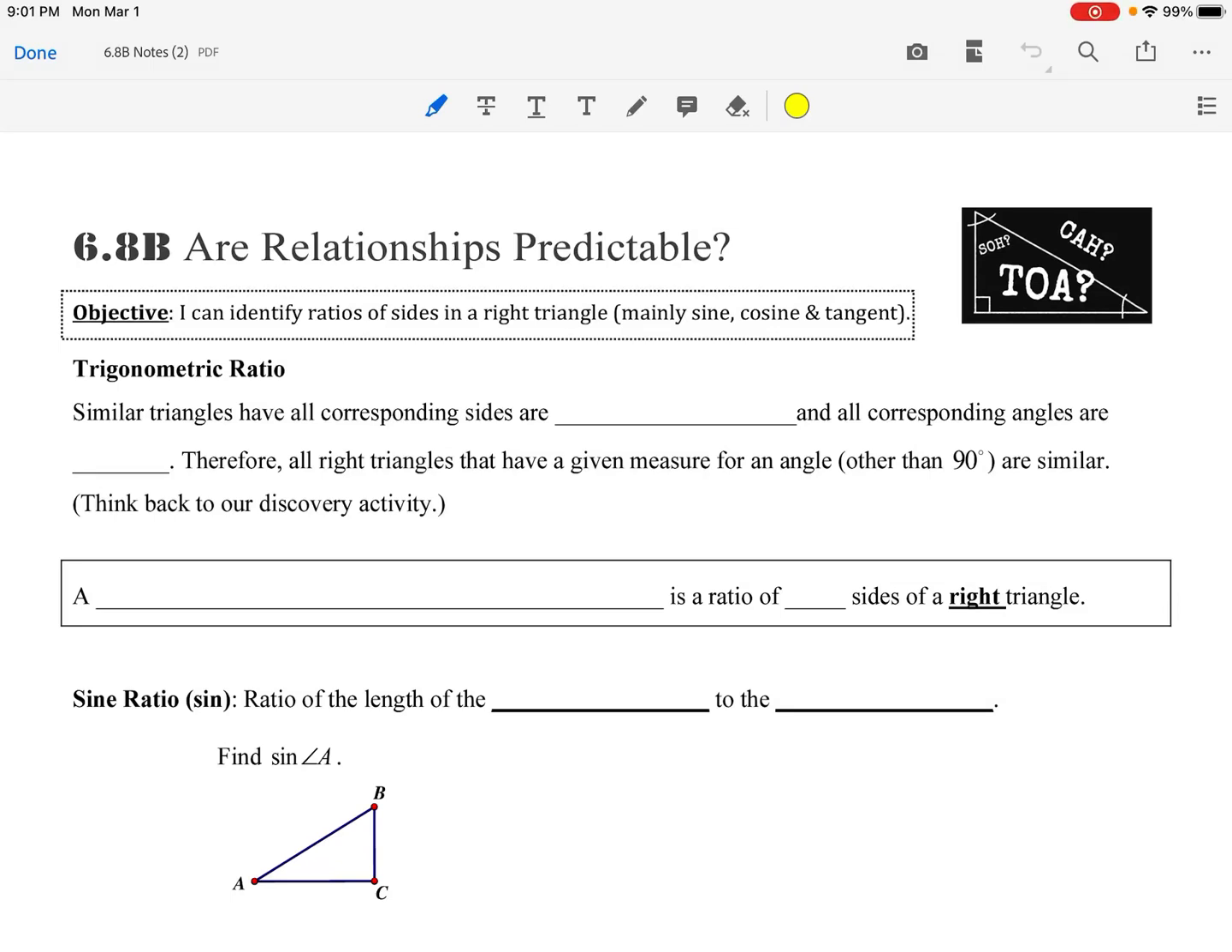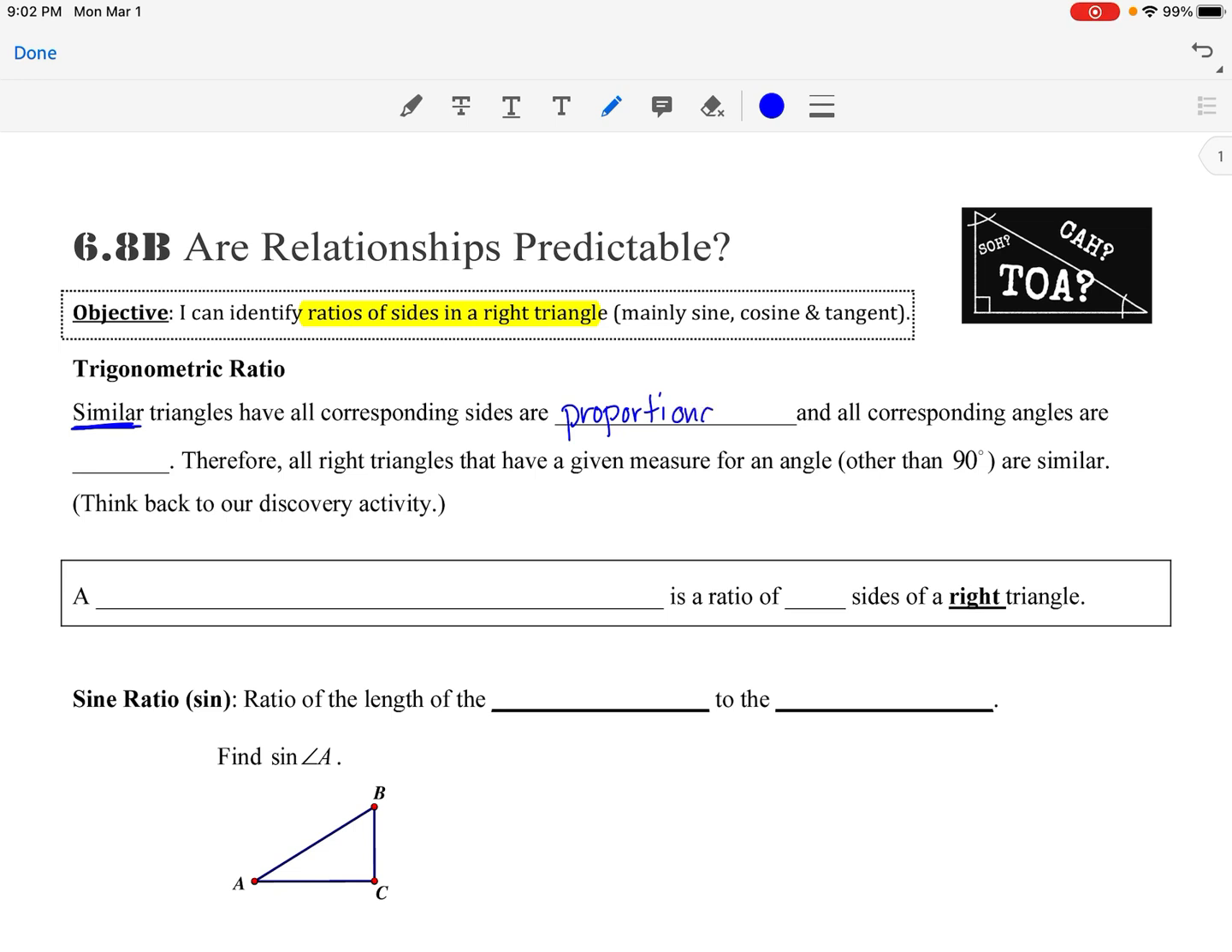In this section, we're going to be looking at ratios of sides in a right triangle, mainly sine, cosine, and tangent. When you look at a right triangle, we have many right triangles that are similar to each other. If we remember back to similar triangles, the corresponding sides are proportional. The sides could be different lengths, but they are going to be proportional, and all of our angles are going to be congruent. They are exactly the same when we have two similar triangles.